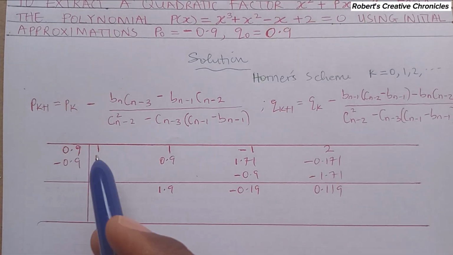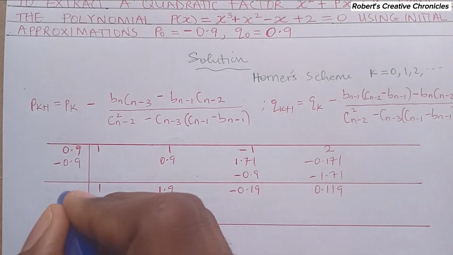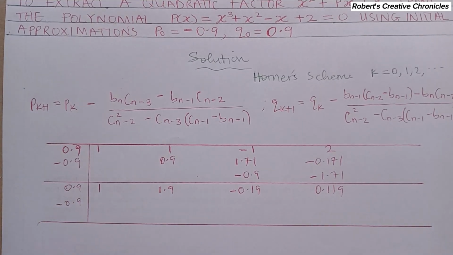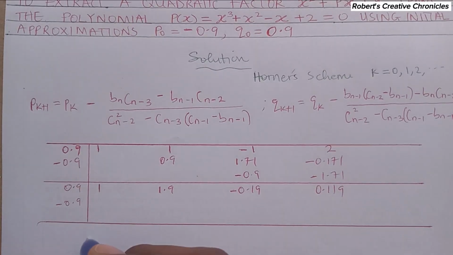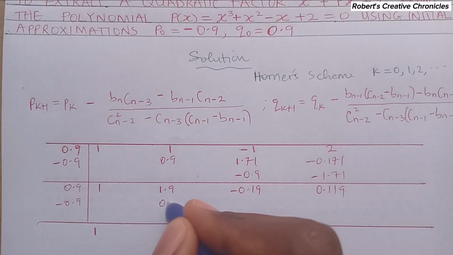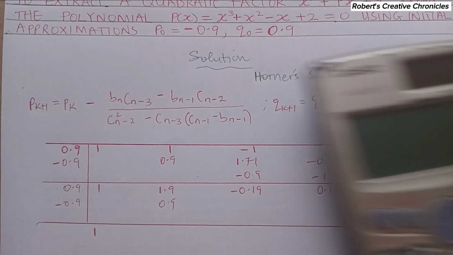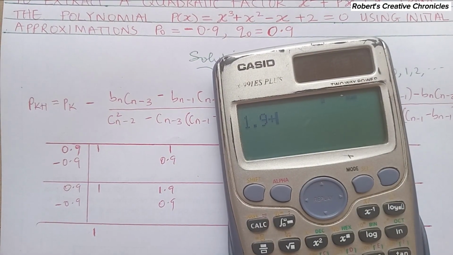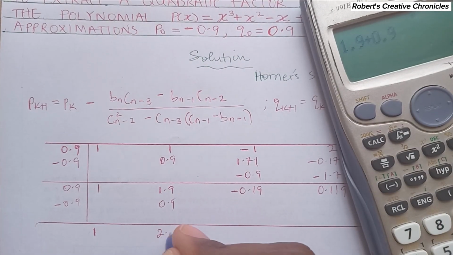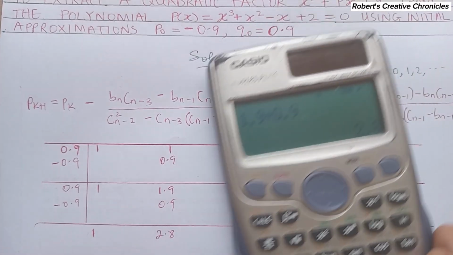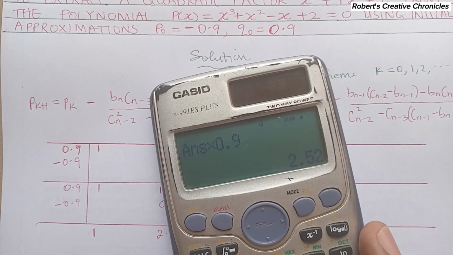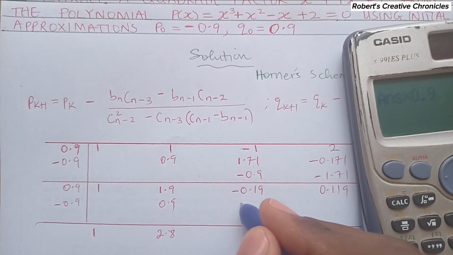In the same way, we are going to bring these two down here. So it will be 0.9, negative 0.9. We'll bring this one also down. So 1 times this becomes 0.9. Then you add them. So it will be 1.9 plus 0.9, which is 2.8. So we'll say 2.8 times 0.9 is 2.52. We'll write 2.52 here.